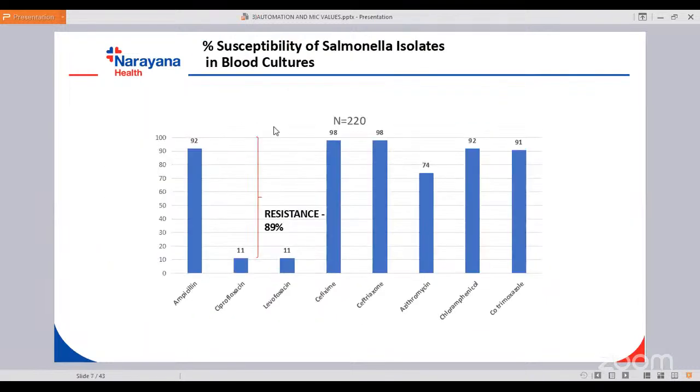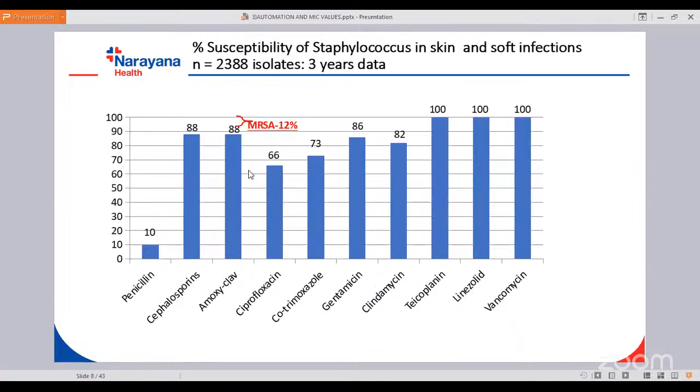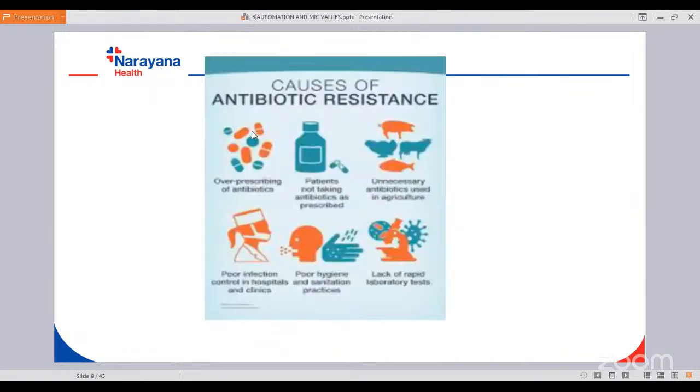Okay. This was another data where I had around 220 isolates of Salmonella. I found fluoroquinolone resistance almost 89%. These are all community acquired. This is community acquired staph and in skin and soft tissue infections around 2,500 isolates. This is my data of 3 years. MRSA is to a tune of 12%. This is community acquired data. This is really an eye-opener.